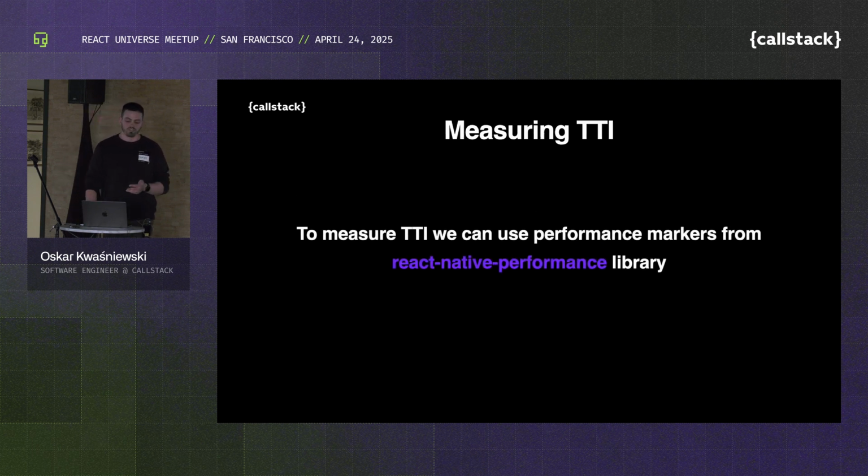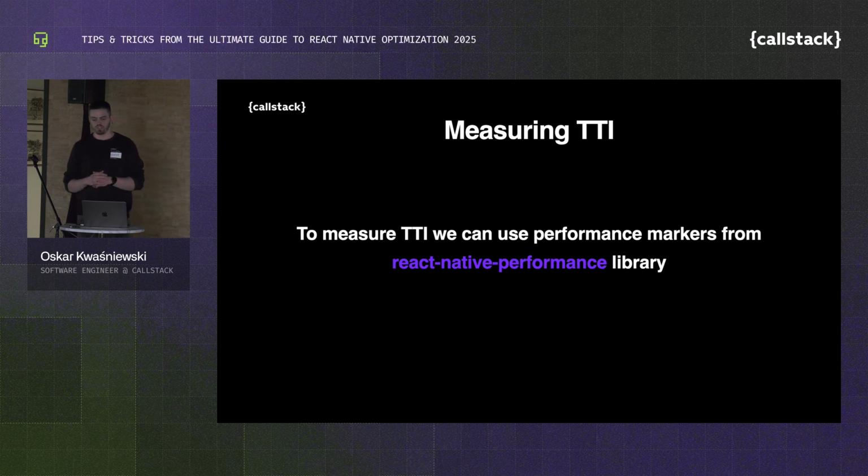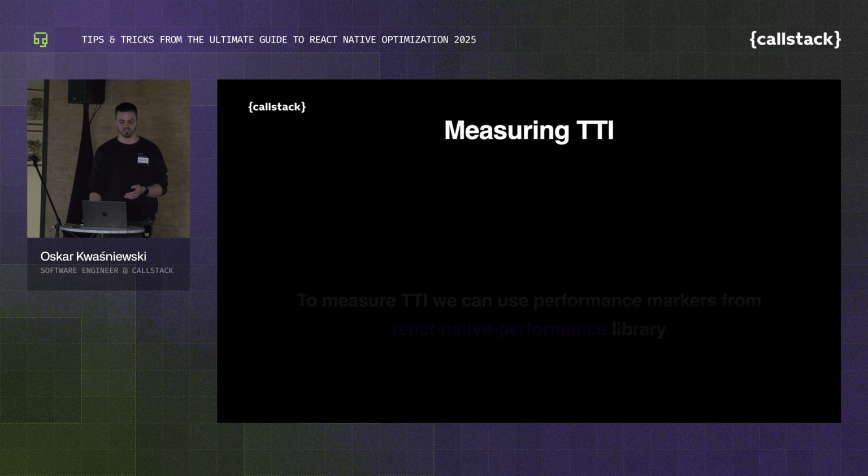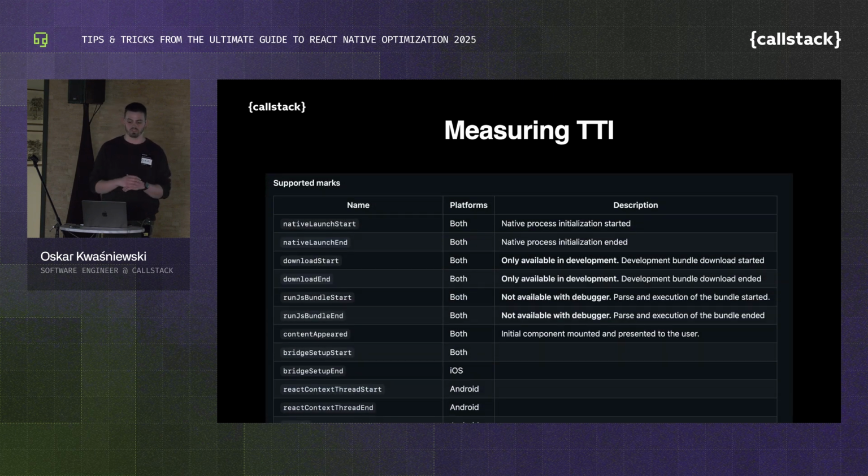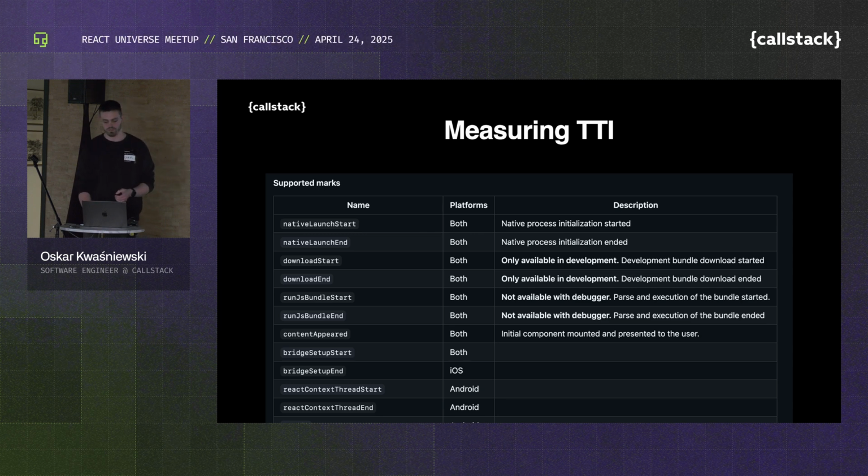So to measure TTI, we can use React Native Performance and its performance matrix to track specific events in the app lifecycle. So for example, we can track native processing initialization using native launch start or run.js bundle start to know when the parsing and execution of the bundle has started. There are a lot more events that we can hook into, and a whole list can be found in their documentation.